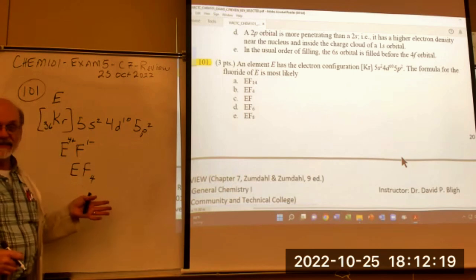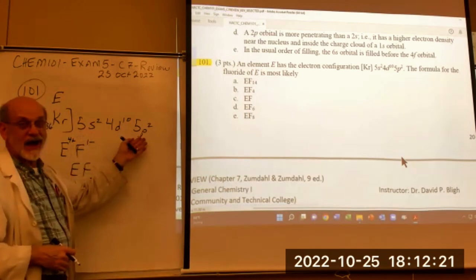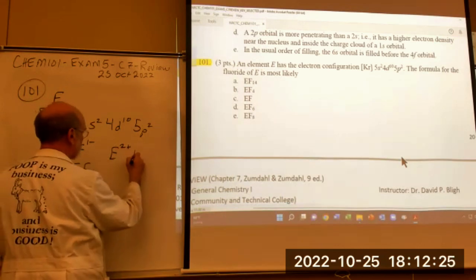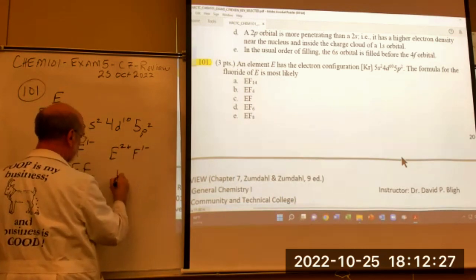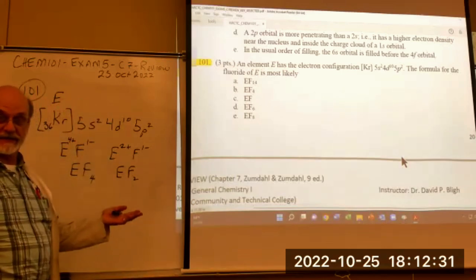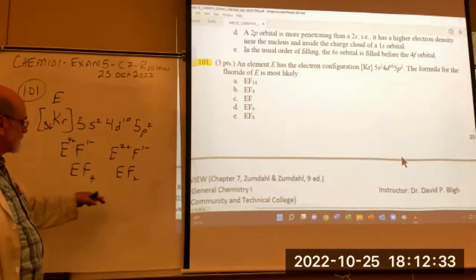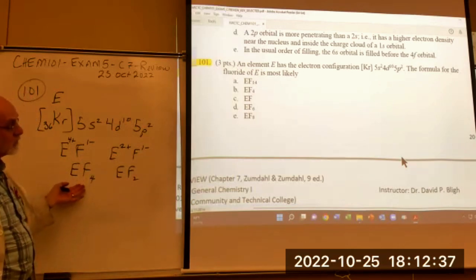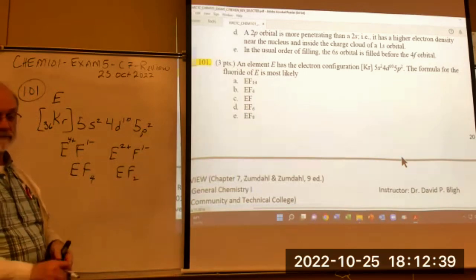What's another possibility? It could give up these two higher ones, and that would be E2+. And F1-, which would be EF2. That's a possibility, but that's not a selection, right? So this is the best one for that group, EF4.